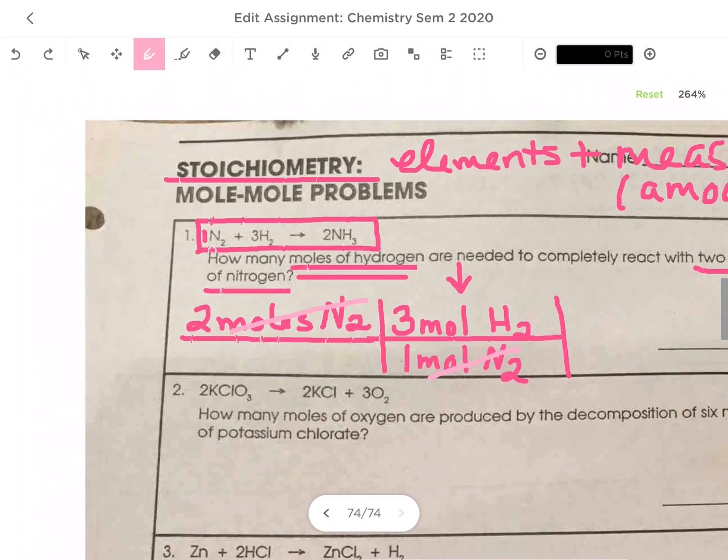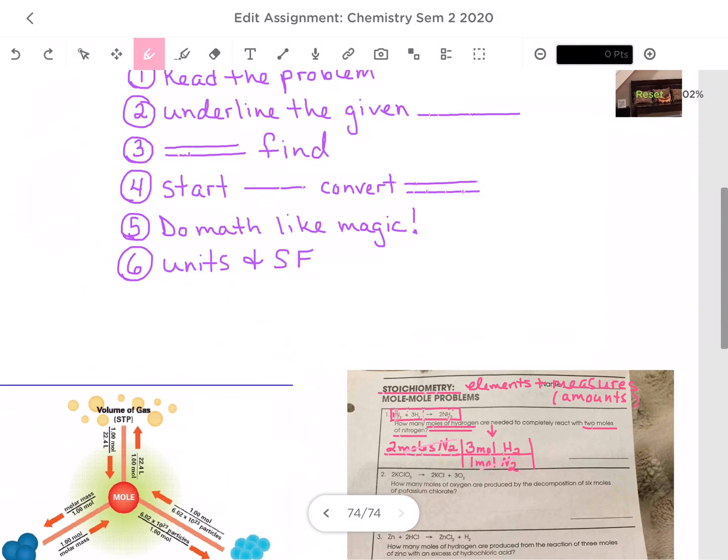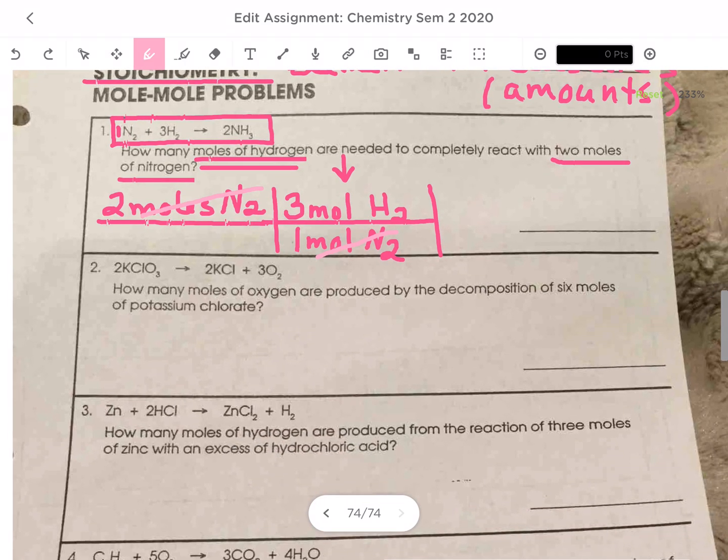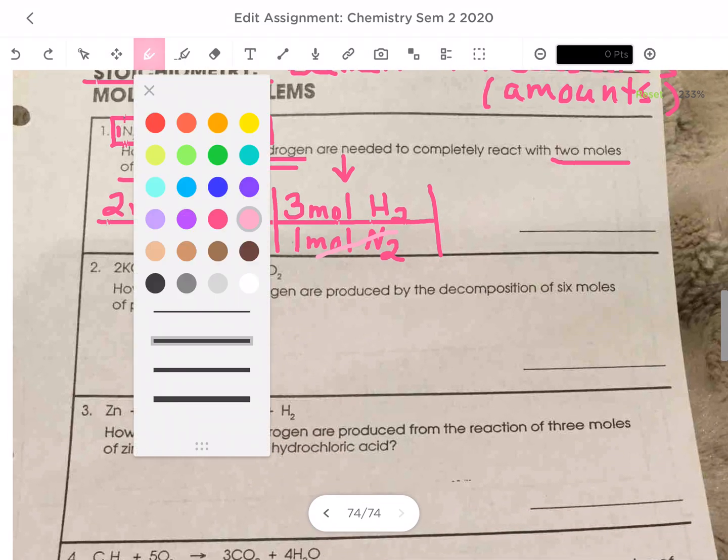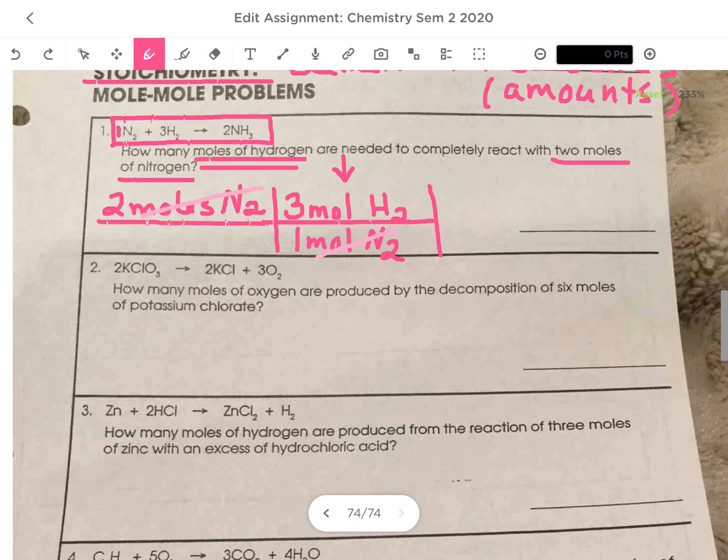Oh man, I don't know. Let's look back. Do math like magic. Okay, so multiply everything across the top. If we multiply everything across the top, 2 times 3 is 6. Multiply everything across the bottom. Divided by 1. 6 divided by 1 is 6.